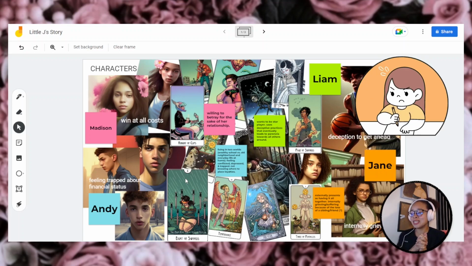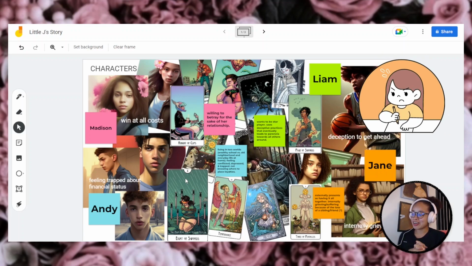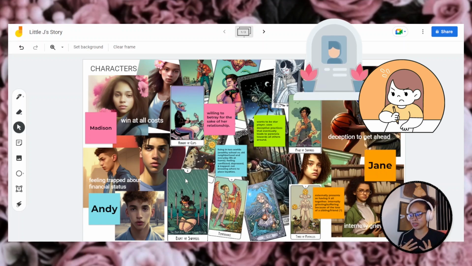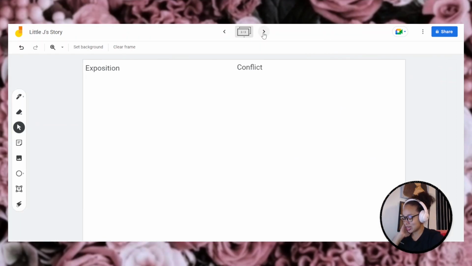Then we have our not so plain Jane. Love a curly hair girl. Externally she presents as having it all together, very driven and focused on her studies, but internally she's grieving because she's suffering the loss of a sibling or friend. We haven't decided if it's a sibling or friend. I had said definitely not a parent, because I am not in the mental state for that. So it's either going to be a sibling or friend. We haven't decided yet. Okay, so let's get into our exposition.